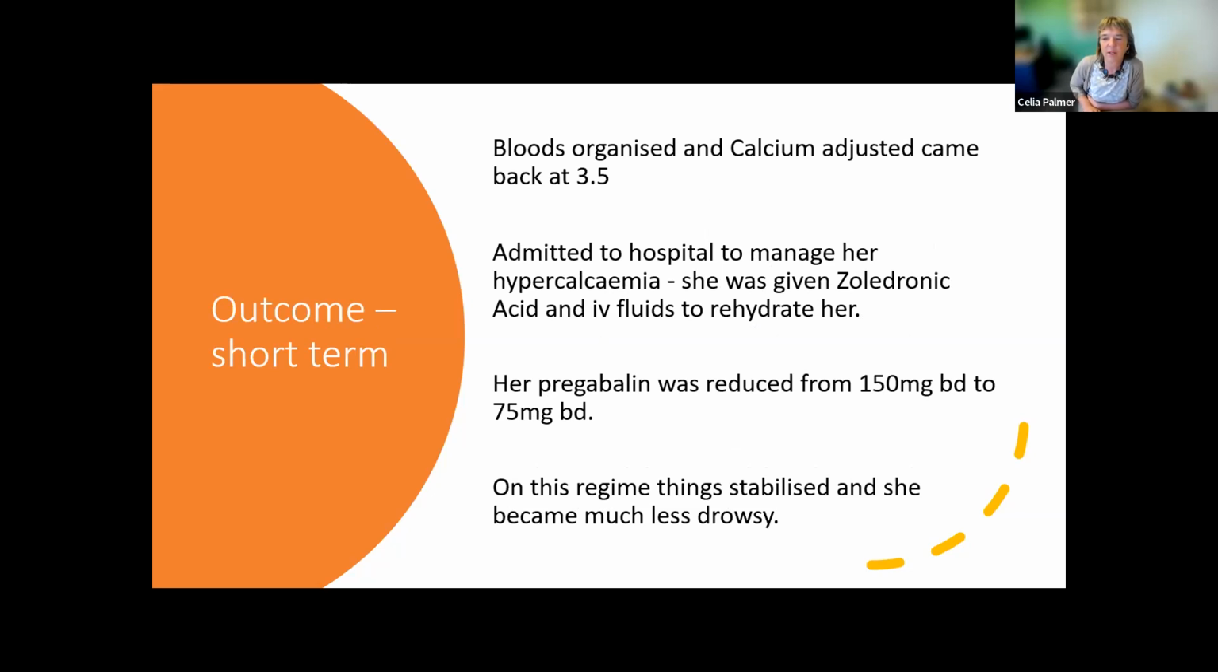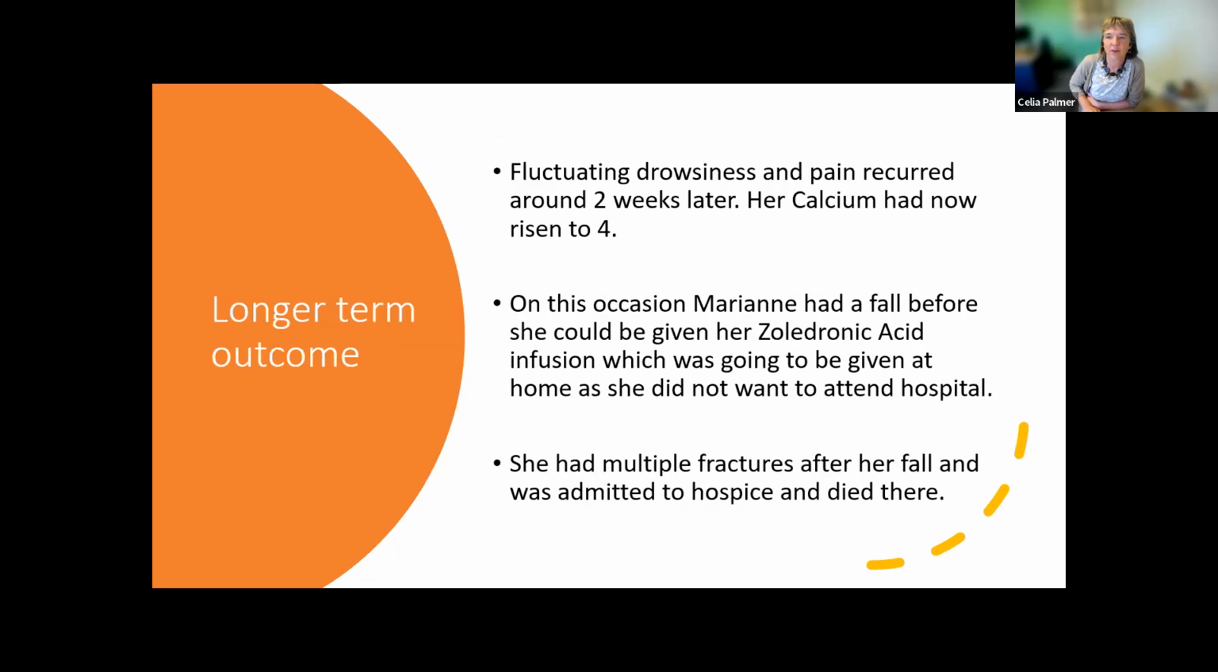And pregabalin toxicity itself, if that dose is high, can give myoclonic jerks as well. So something else to look out for. So we did reduce that as well. And she did seem to stabilize and become less drowsy. Unfortunately, though, that didn't last.